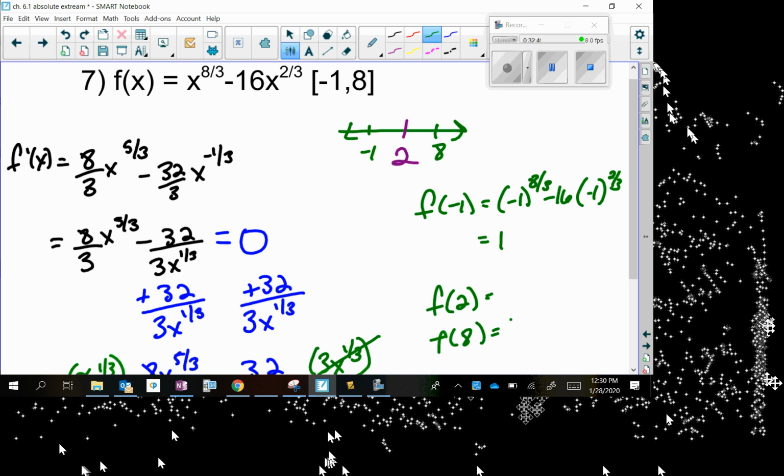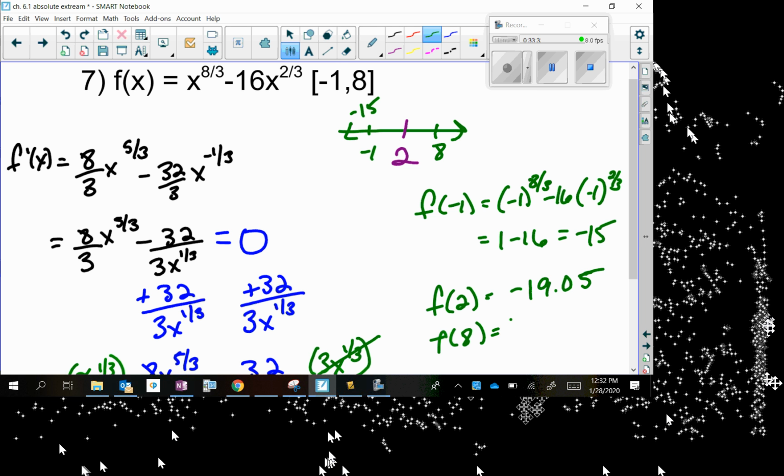Okay. I also could have done it the other way. -1 to the 8th power is going to give me +1. Cube root of +1 is going to be +1. And then -1 to the 2/3 is going to be, again, +1, right? Because cube root of -1 is -1, but squaring it is +1. So that becomes -16. So f at -1 is -15. Now 2, I'm going to plug it in on my calculator. So f at 2 became -19.05. Everybody agree with that?